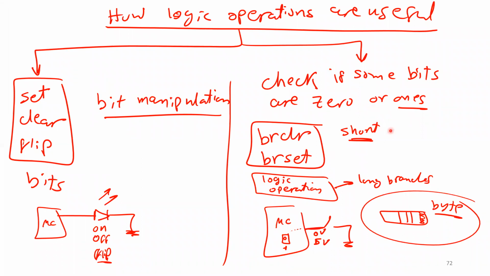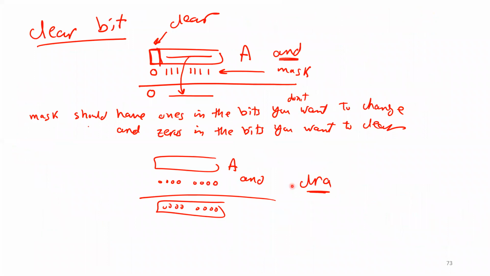I'm going to give you an example. If you have a byte and I want to check whether some bits are ones or zeros so that I can make a decision: if the switch is open, I have to do something; if the switch is closed, I have to do something else. To do that, as I told you before, we can use branch if clear or branch if set, or, to be more specific, a logic operation, the AND operation. Now I'm going to give you an example of this.